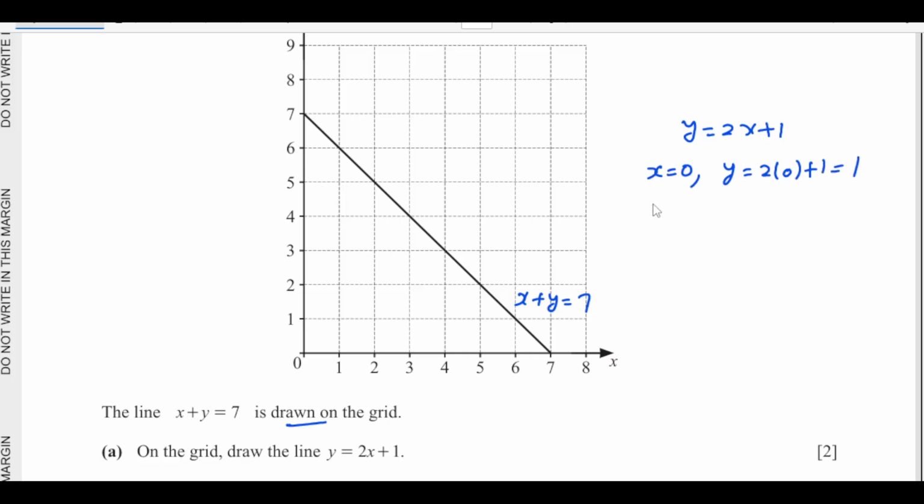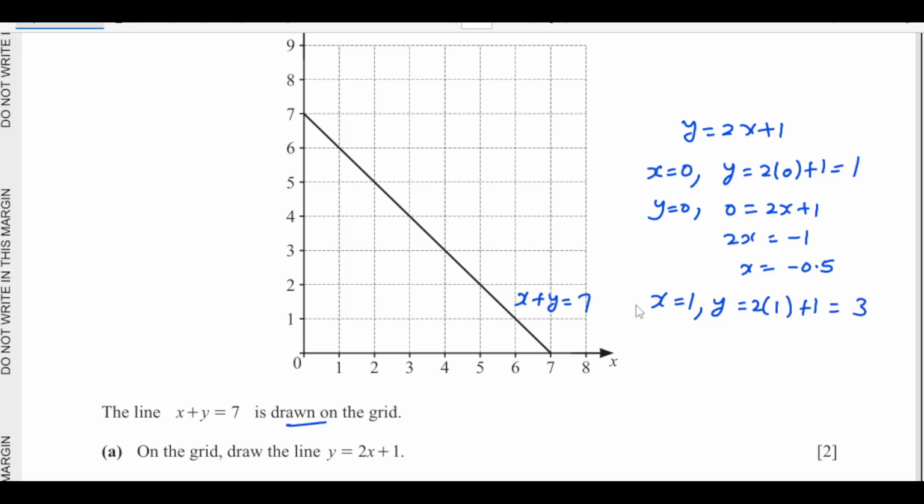When y is 0, what will be x? So, then this is going to be 2x plus 1 equals 0, 2x equals minus 1, x is negative 0.5, right. So, that is going to go on the left hand side. So, we can have the value of when x is 1, what will be y? y will be 2 into 1 plus 1, that is 3.